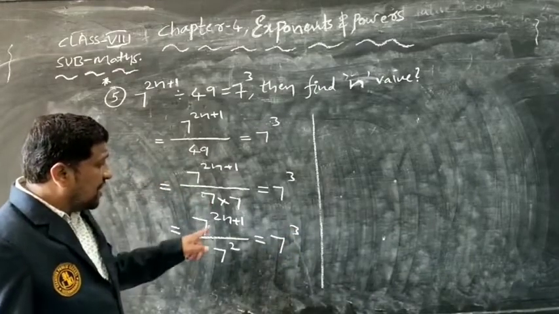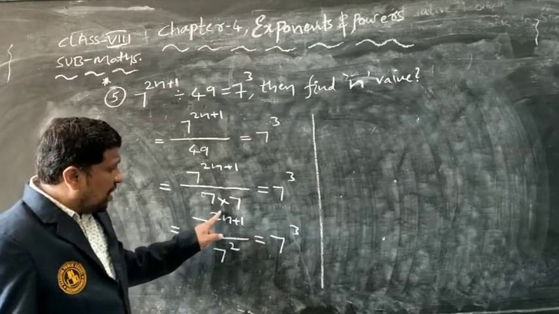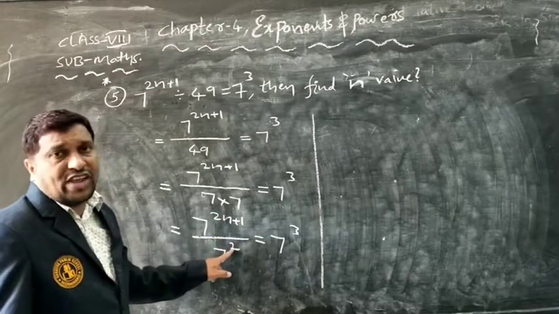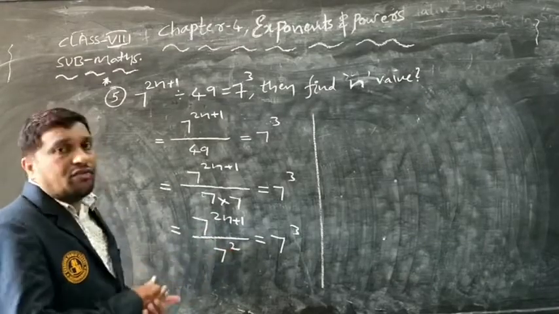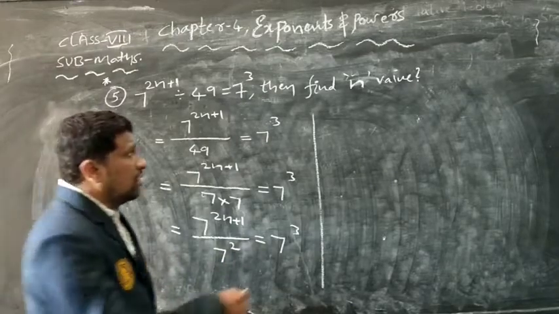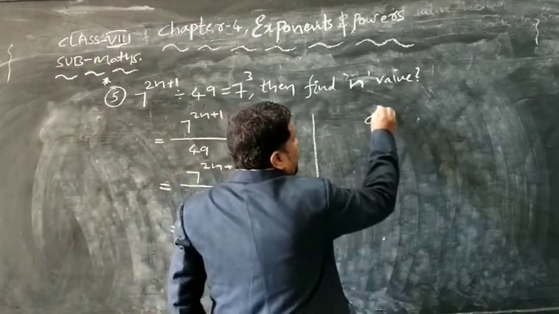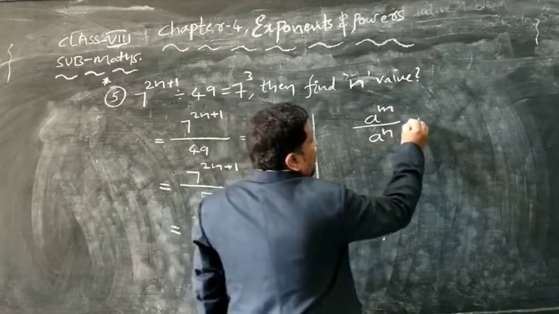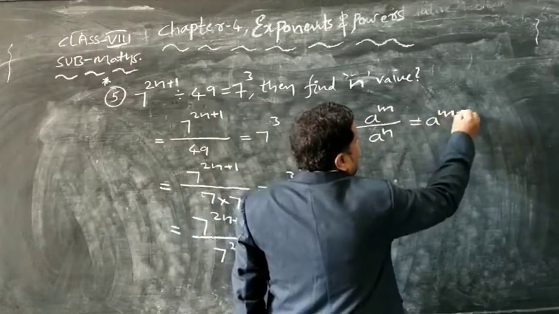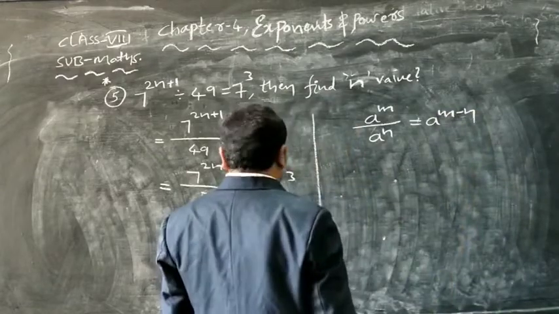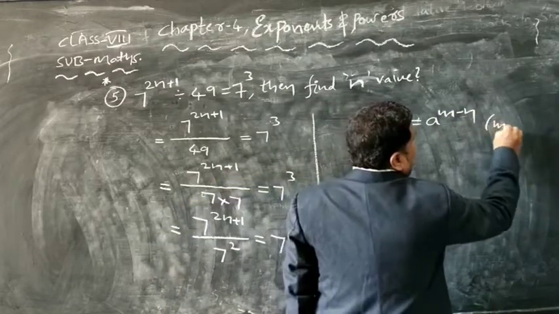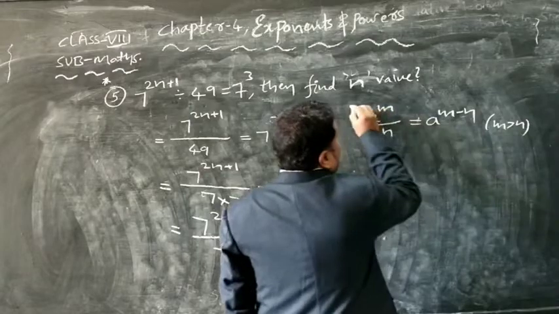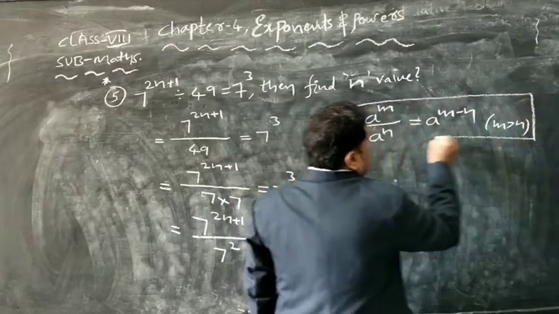Here, which formula? a to the power of m divided by a to the power of n. We have to use this law of exponents formula. a to the power of m divided by a to the power of n is equal to a to the power of m minus n. What is our condition? m is greater than n. We have to use this formula.